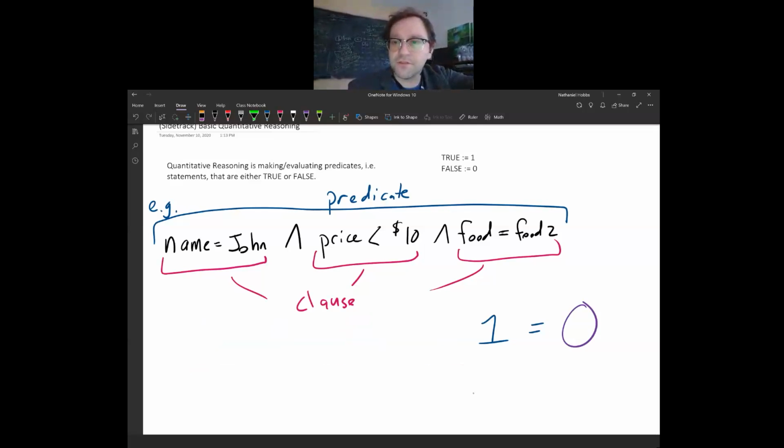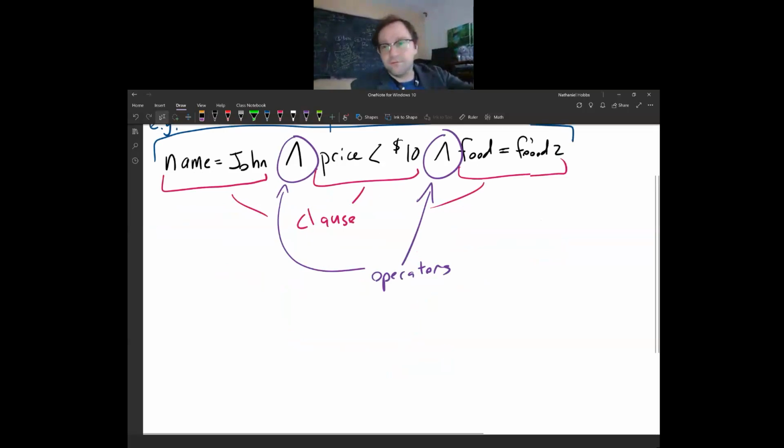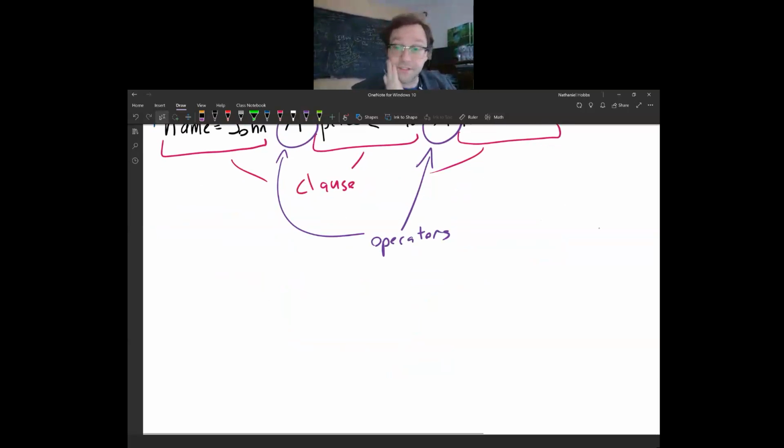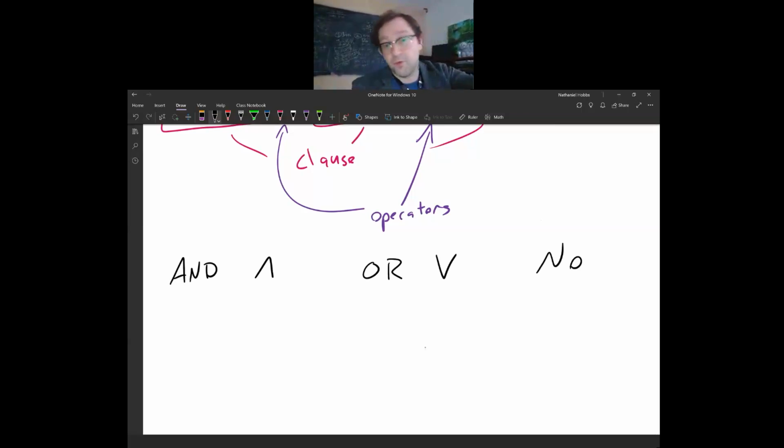And these operations here, these are operators. Quantitative reasoning only has 3. Well, if you wanted to include an XOR, maybe 4, but I don't think we're going to be getting into XORs, although they are supported by SQL. There's the AND, which we write this way. There's the OR, we write that way. And then there's NOT, we write that way.